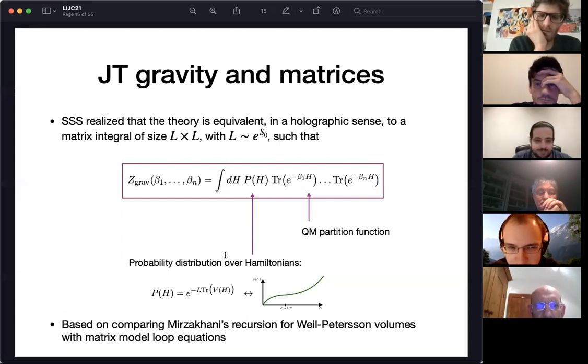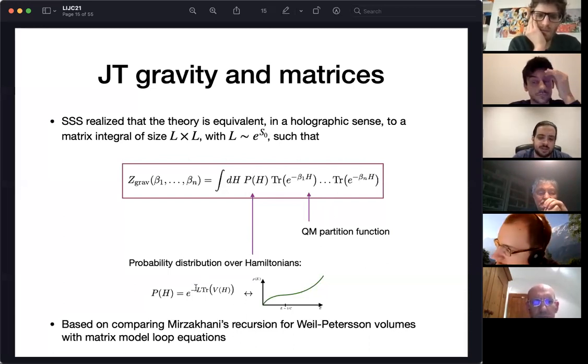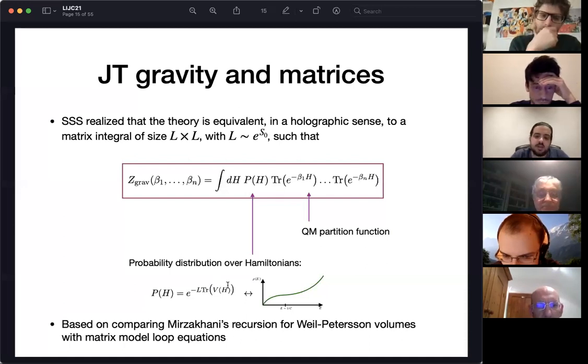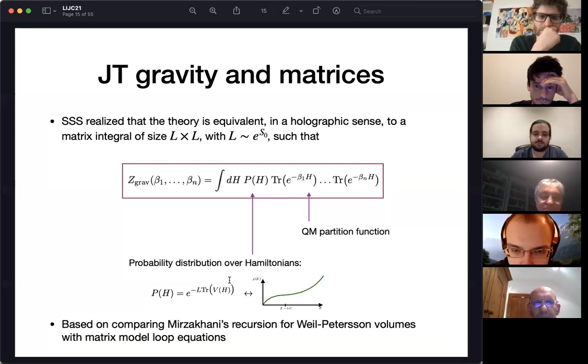And this probability distribution has the form of the usual matrix integrals in terms of a matrix potential V of H. This is hopefully familiar. And this function V of H, this matrix potential, is completely specified in terms of what the leading order disk density of states should be. So once I tell you that to leading order in large L or large S naught, you should get this sinh of square root E that I wrote before, then that determines this V of H, well, up to some subtleties, but about the double scaling limit.